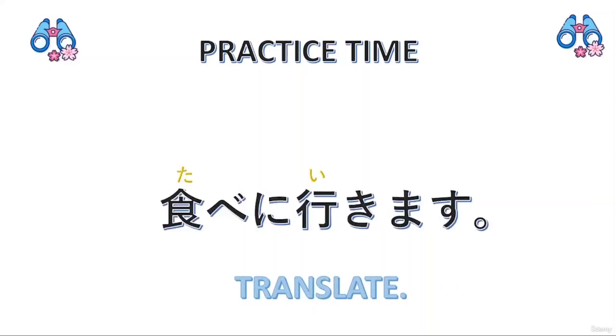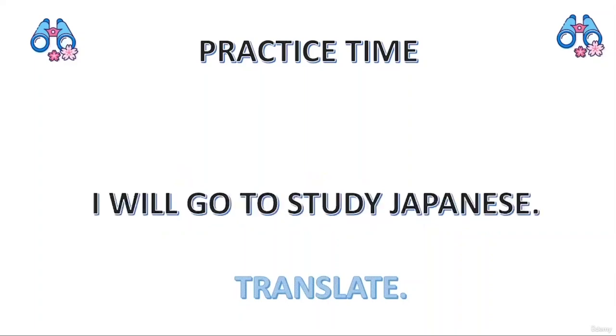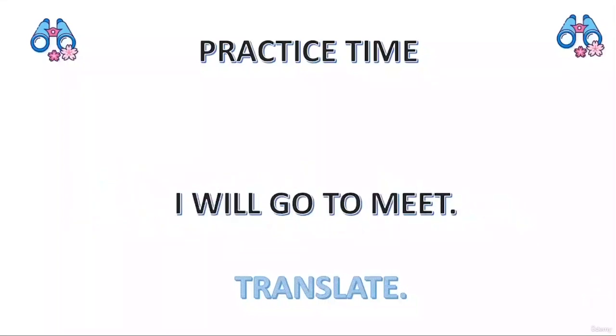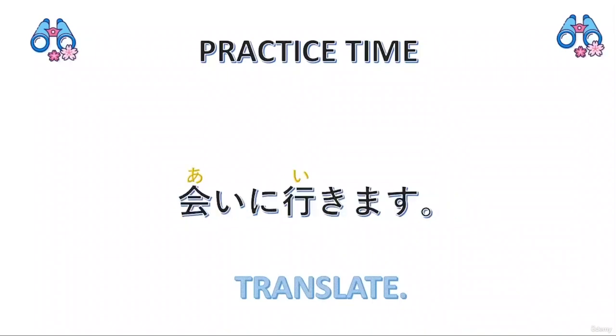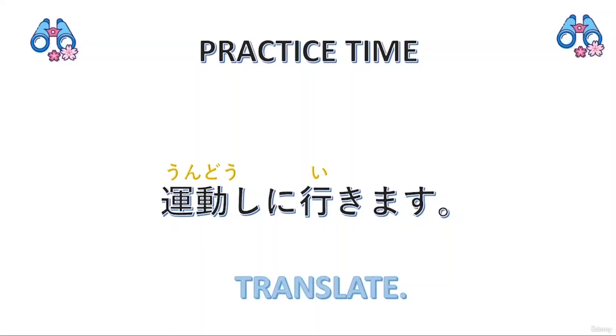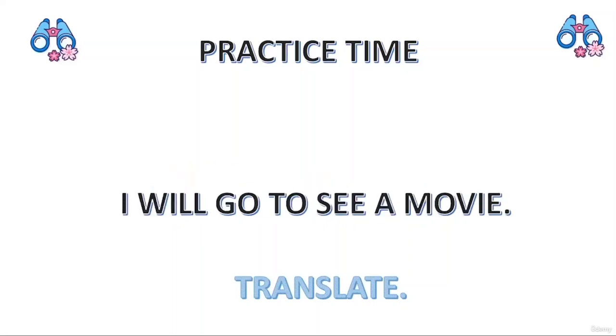食べに行きます. Very good. I will go to study Japanese. 日本語を勉強しに行きます. So, します. The stem would be し. That's why we say 勉強しに行きます. I will go to meet someone. 会いに行きます. I will go to exercise. 運動しに行きます. Perfect.